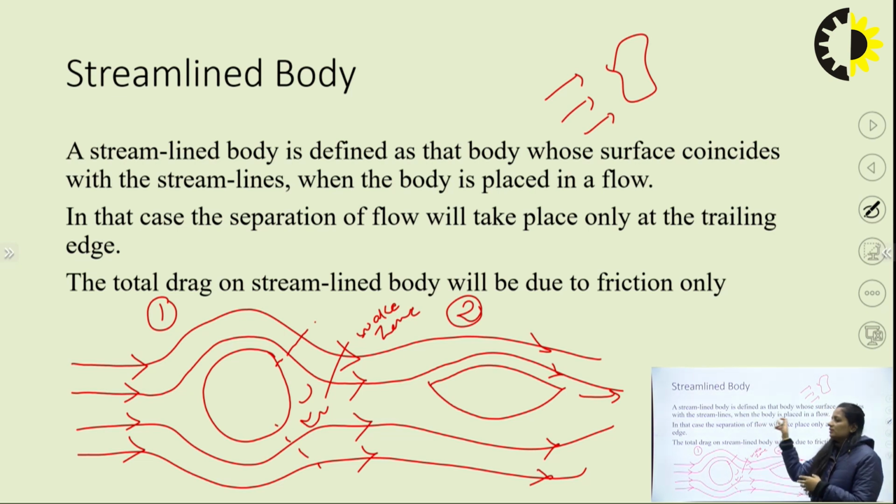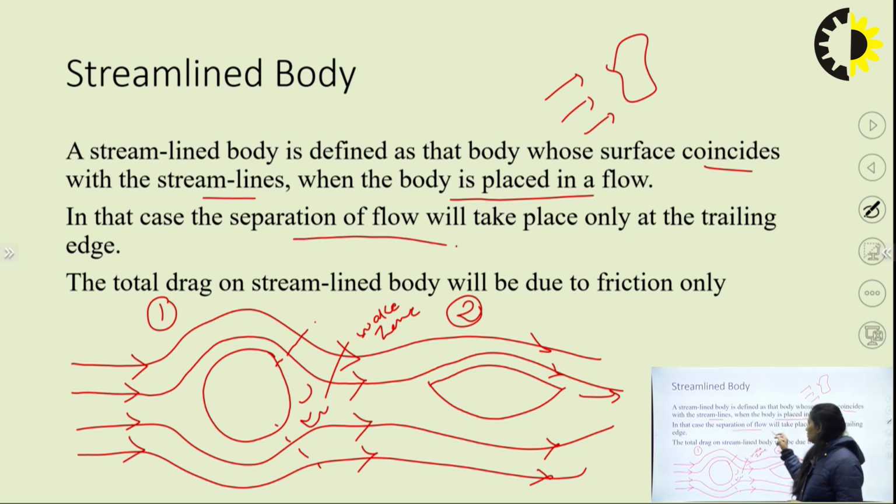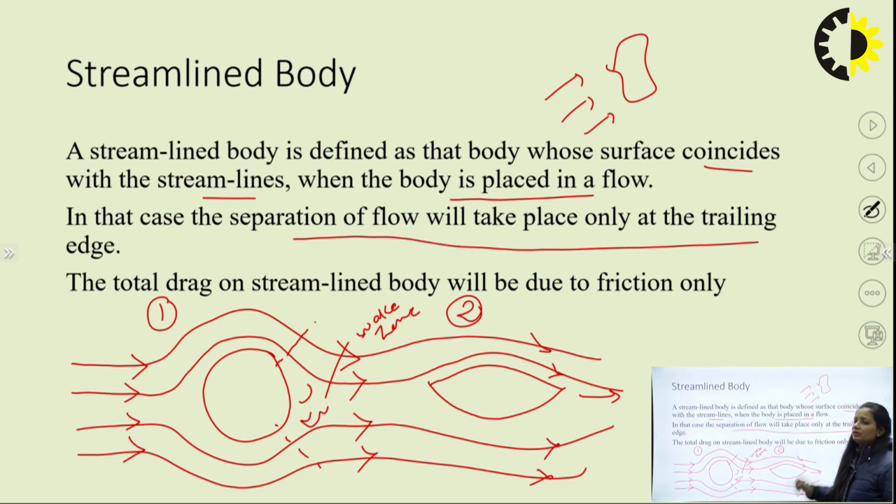Again, a streamlined body is defined as the body whose surface coincides with the streamlines when the body is placed in the flow. So that body will be your streamlined body. In that case, the separation of flow will take place only at the trailing edge. I have told you what the separation point is, what separation of flow is: when the boundary layer gets destroyed at that particular point, that will be your separation point. And after the separation point, the wake zone is created.